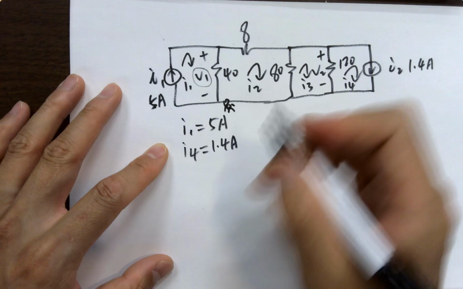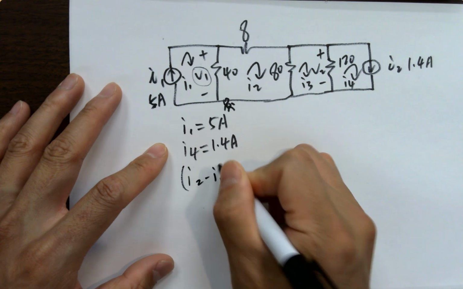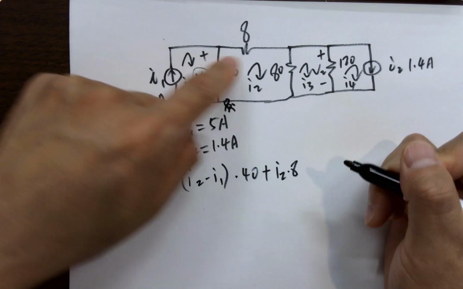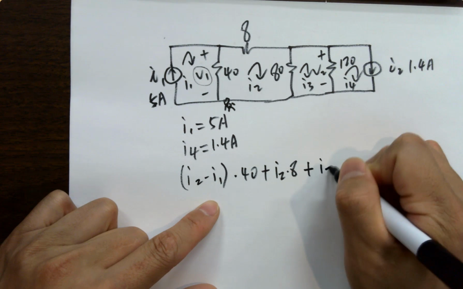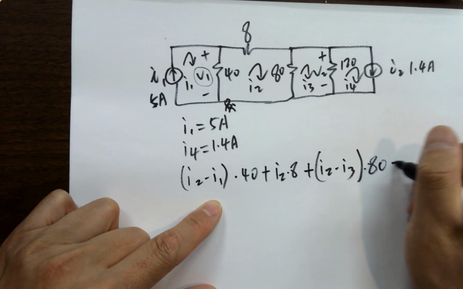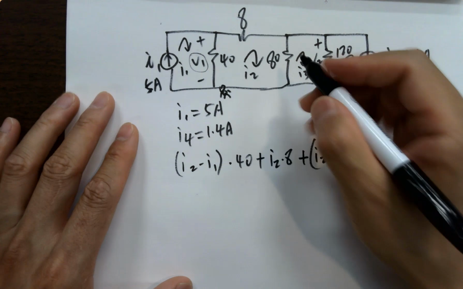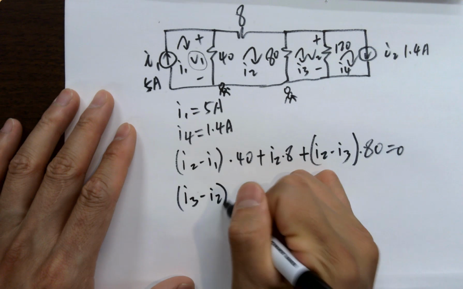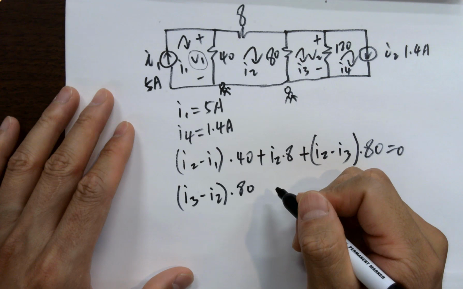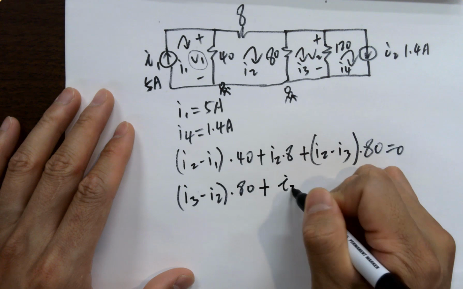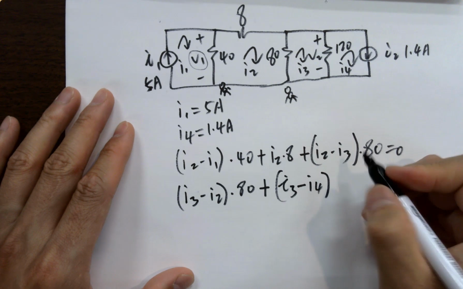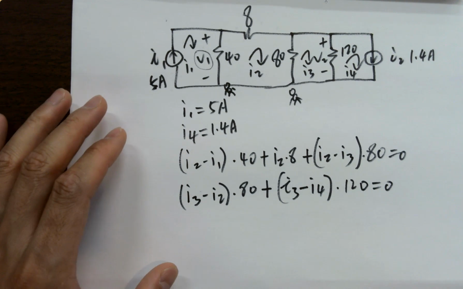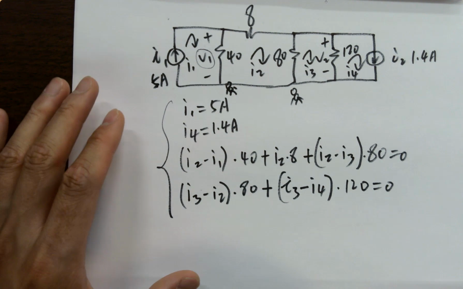Start traveling clockwise. Start seeing I2 minus I1 times 40, which is the first voltage, plus I2 times 8 here, and plus I2 minus I3 times 80, which is 0, right? That's the first one. Second one, travel from here, we are seeing I3 minus I2 times 80 plus I3 minus I4 times 120 ohms equals 0. Okay, four variables, four equations, so you can solve for everything in the circuit.